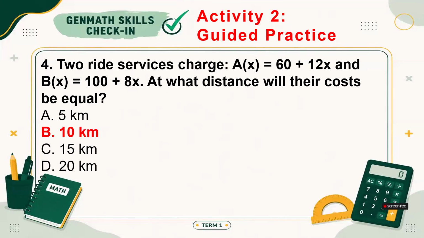So again, you equate both sides. So 60 plus 12x is equal to 100 plus 8x, and then solve for x. How do you solve for it? First, you subtract 8x, next subtract 60, and then you divide by 4. What's the answer?